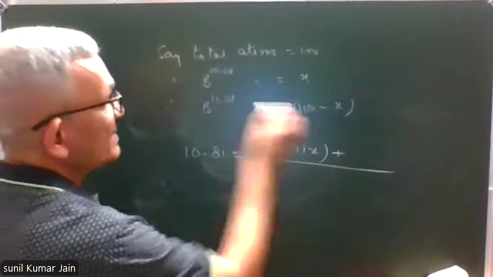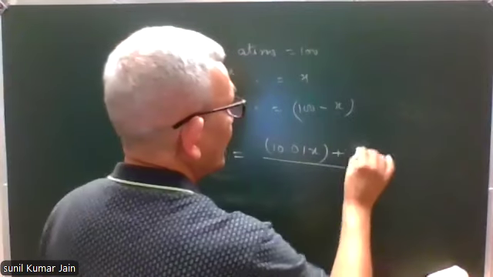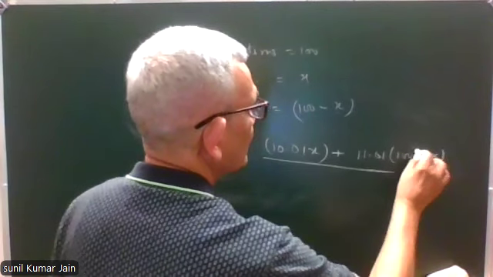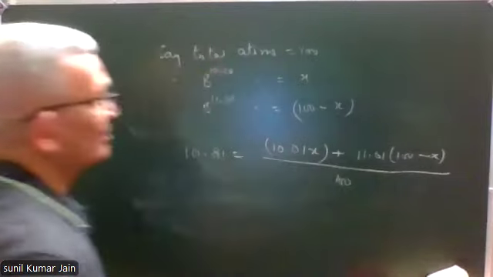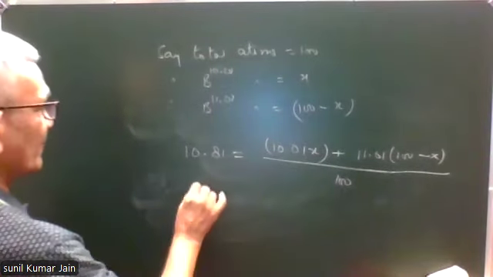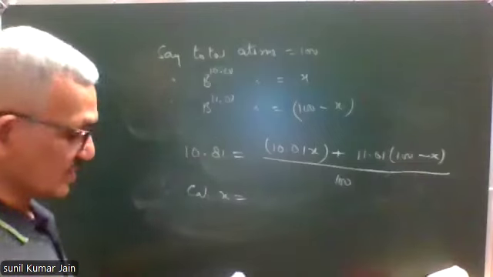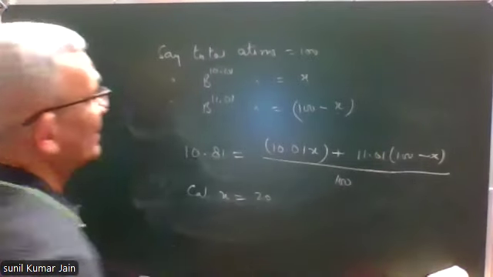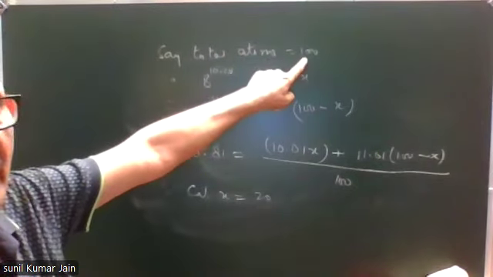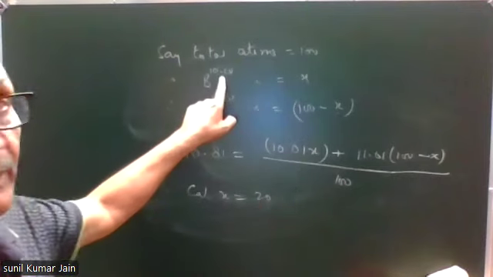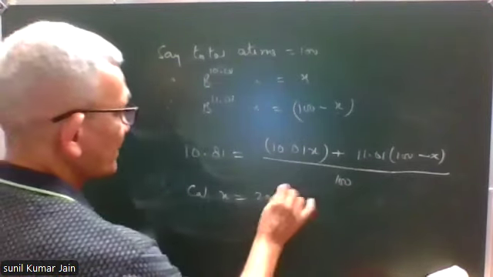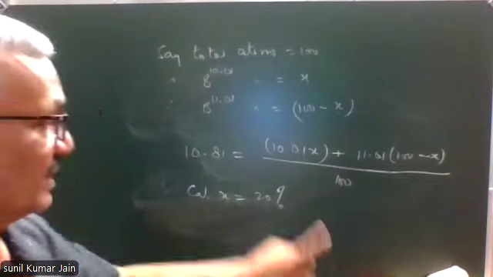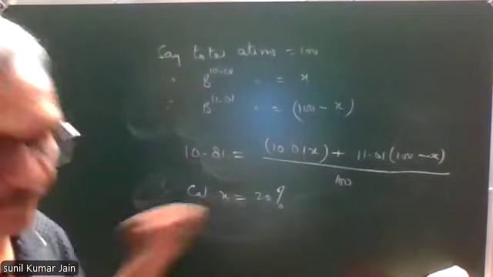plus 100 minus X into 11.01, divided by the total number of atoms, which we assumed to be 100. Now from this, calculate the value of X. This X will come out to, according to the answer only I'm saying, 20. It means out of 100 atoms, 20 atoms are the 10.01 isotope. This is the percentage of the first isotope. The percentage of the second isotope will be 100 minus 20, that is 80%.